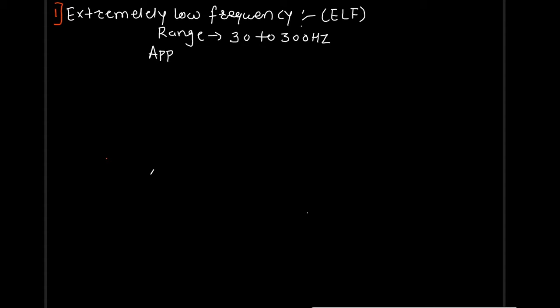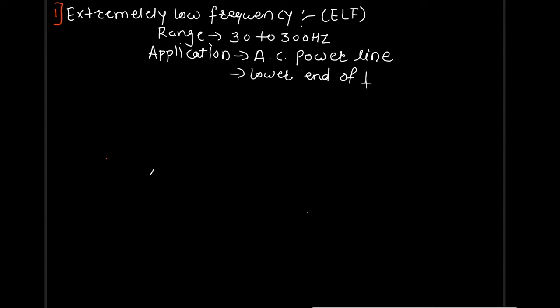Application is that it is used in AC power line frequencies, which is approximately 60 Hz, and those frequencies in the lower end of the human hearing range. Another example is the lower end of human hearing.